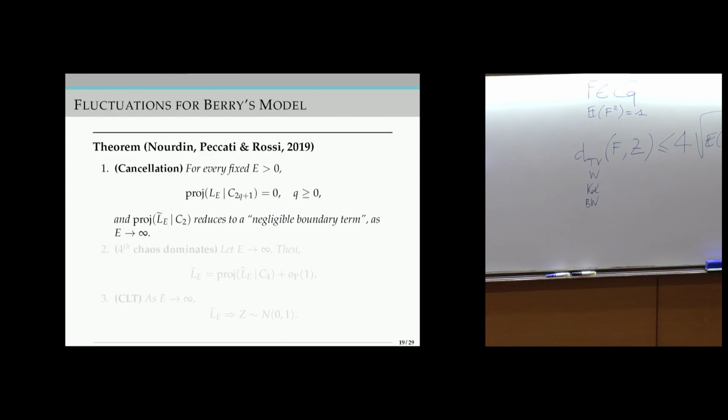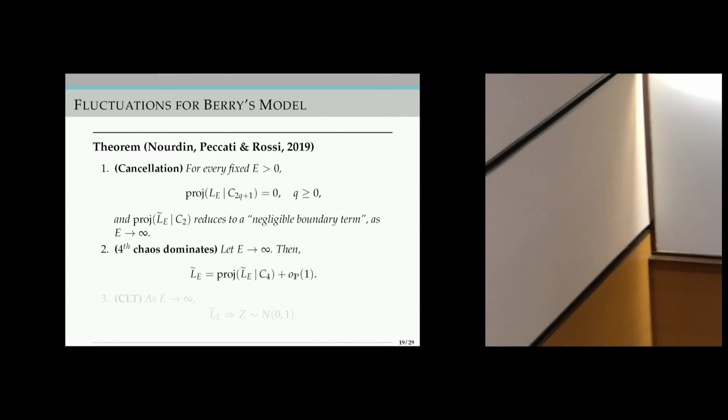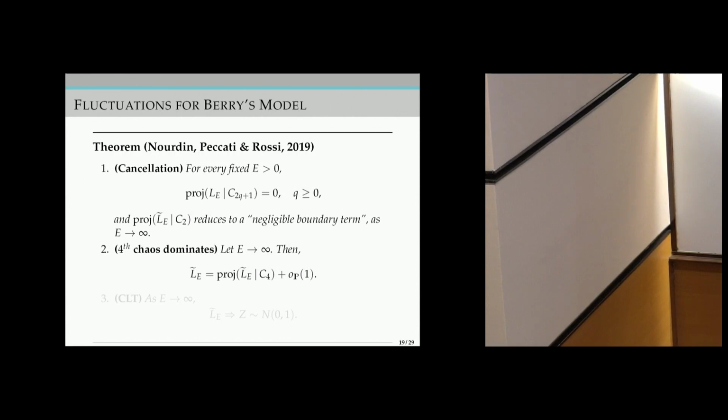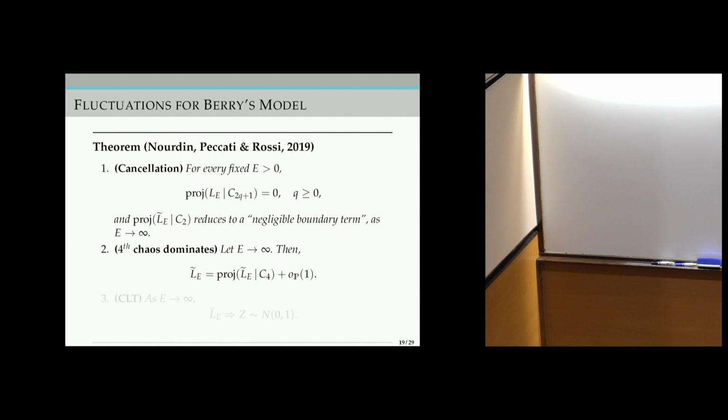So first of all, let's look at the Berry random wave model on the plane. We know already that the projection on odd chaoses is going to disappear. And what happens is that the projection on the second chaos also reduces, by simplification, to a negligible term, which is due exactly to the fact that these are eigenfunctions of the Laplace operator, in such a way that the fourth chaos is exactly the chaos that dominates at the limit, right? So you can study this fluctuation by using, for instance, this bound, if you guess that there is a Gaussian limit. And this is what we did.